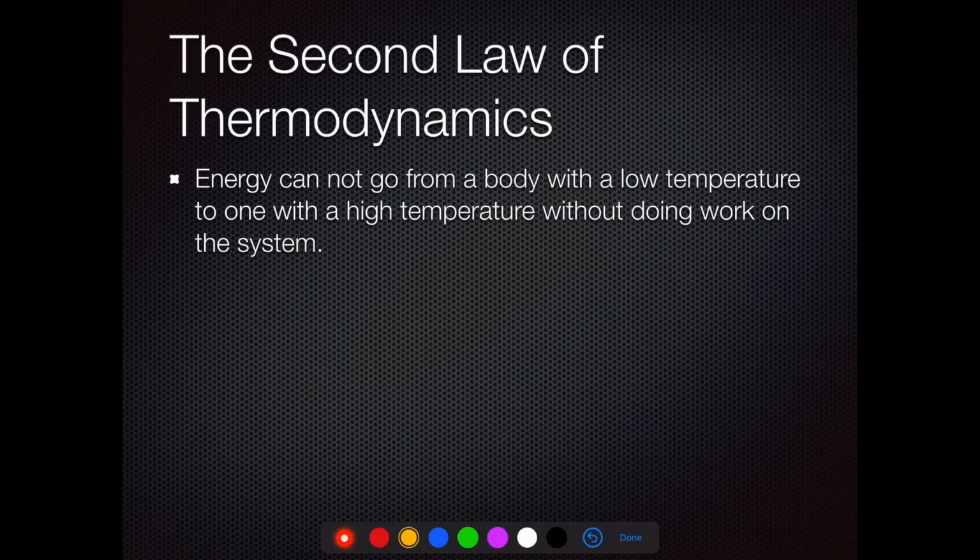One way in which the second law of thermodynamics is described is that energy cannot go from a body with low temperature to one with high temperature without doing work on the system, right? So if I have this pot here, which is very hot, the water inside is boiling, and then I have my nice cool hand, which is about to touch it. Yes, I'm amazing at drawing. The energy will not go from my hand into the hot pot, right?